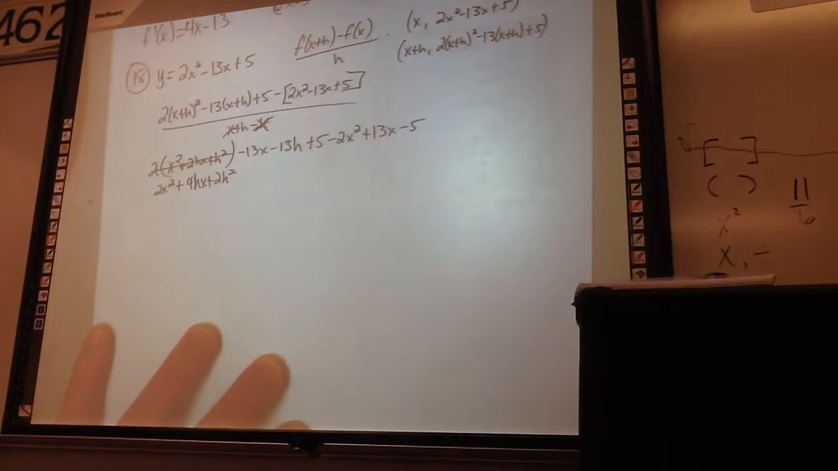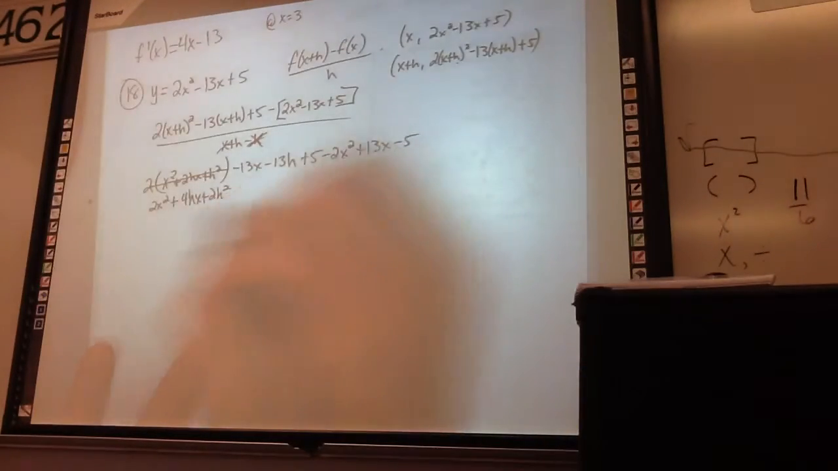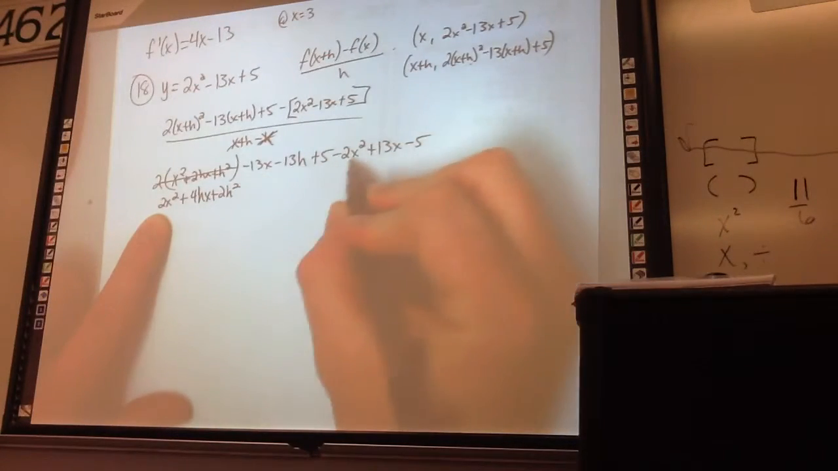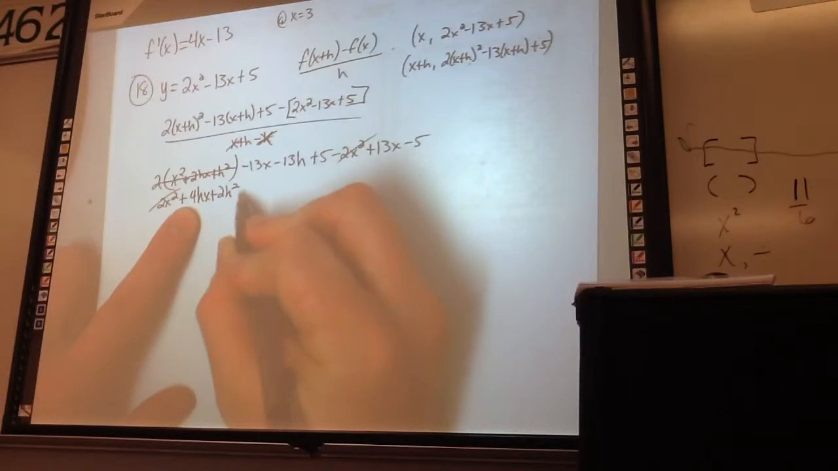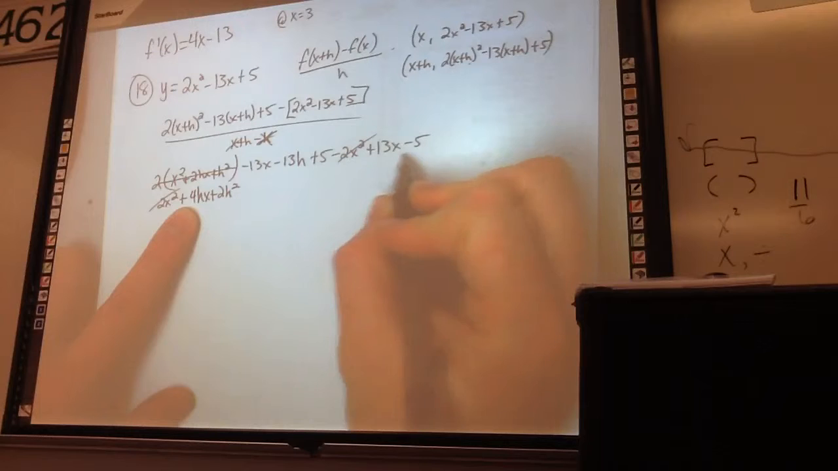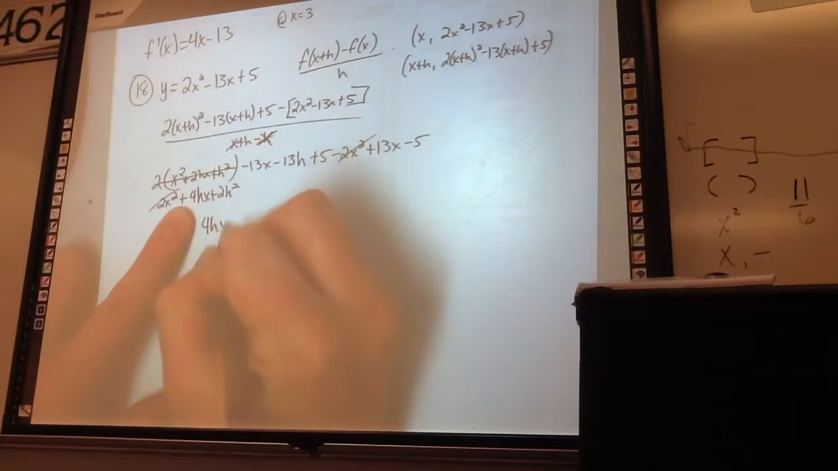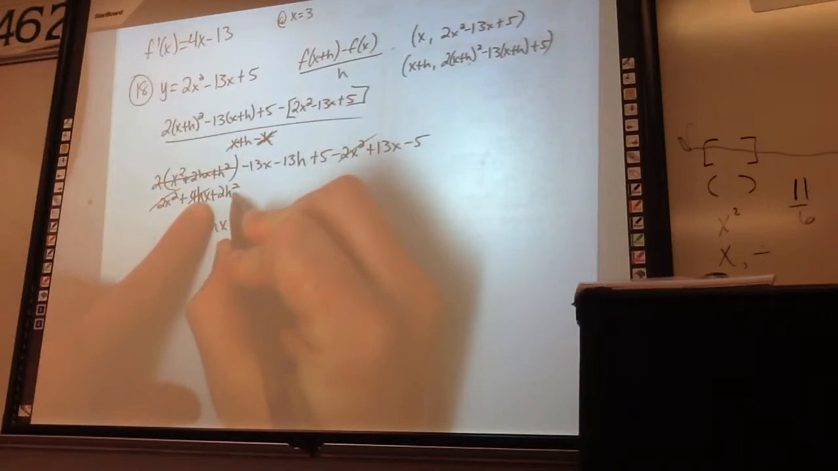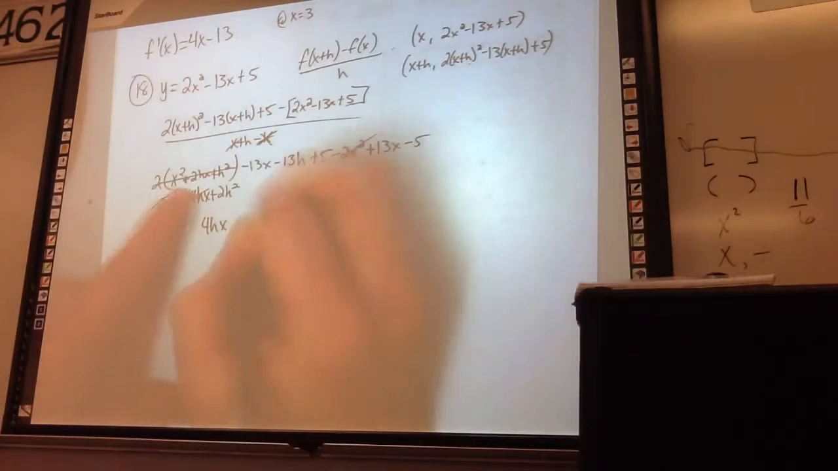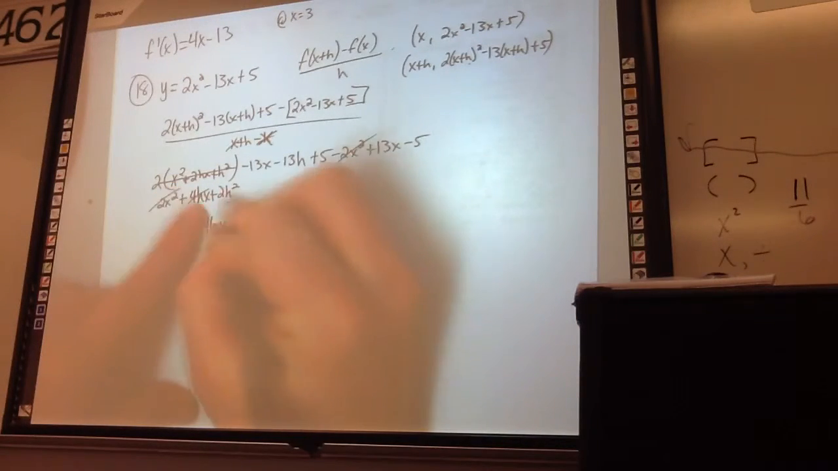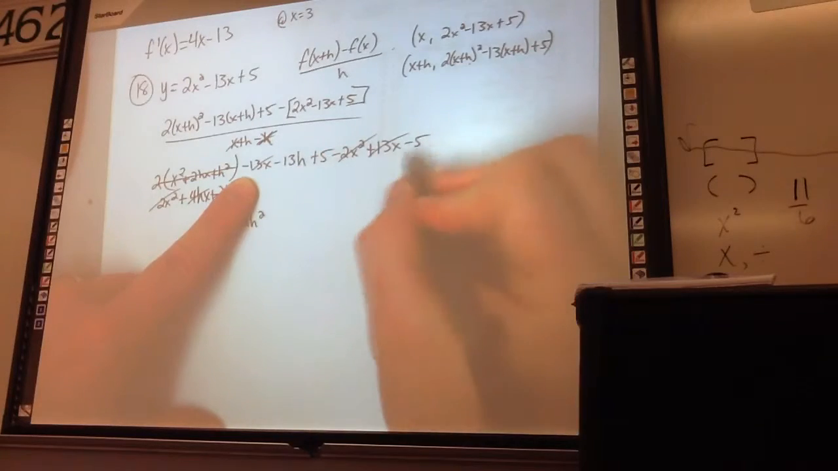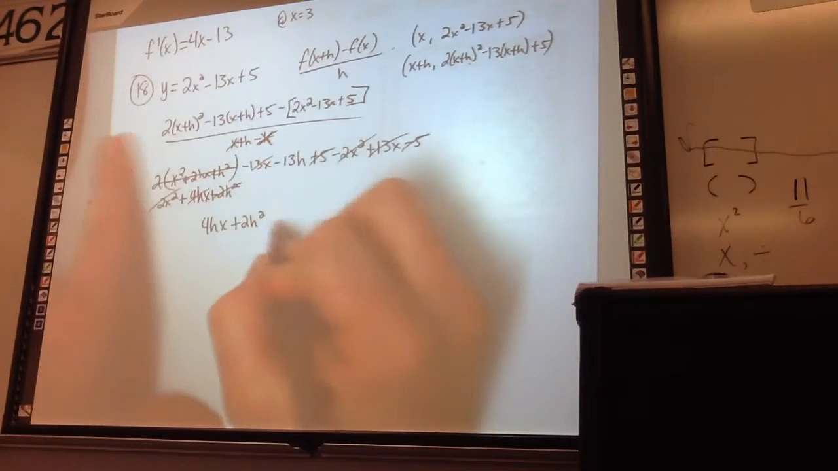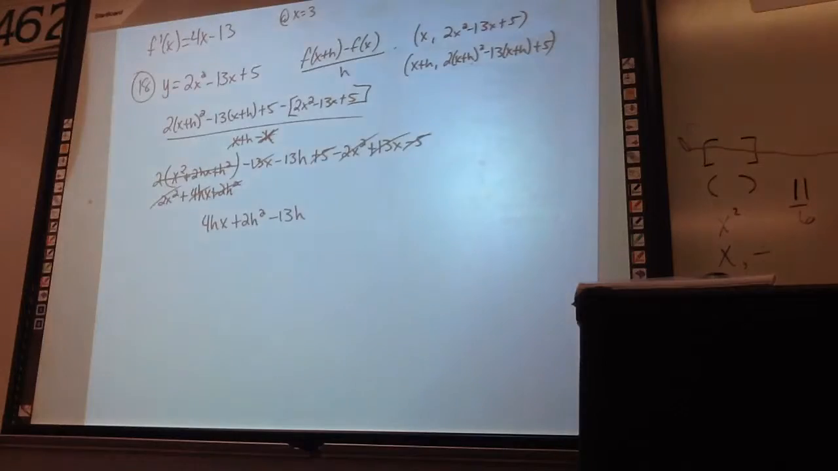Combine like terms. 2x squared minus 2x squared is 0. 4hx, that's it. Plus 2h squared. Negative 13x plus 13x is 0. Plus 5 minus 5 is 0. And I got minus 13h. Is that what you all got?